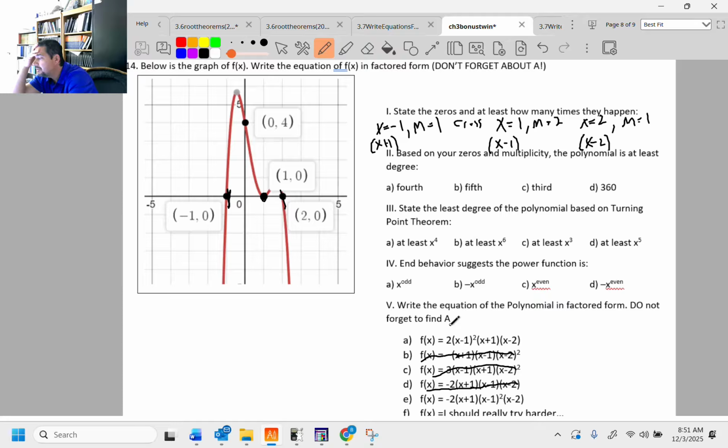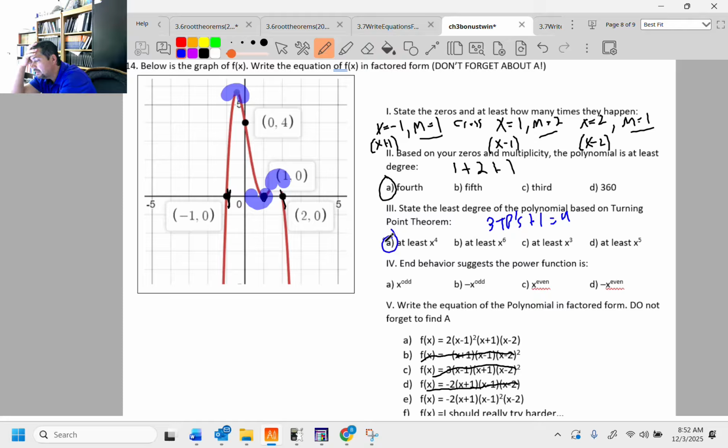Based on your zeros and multiplicity, the polynomial is at least what degree? So we had a 1, a 2, and a 1. Looking at that multiplicity, a 1, a 2, and a 1. 1 plus 2 plus 1 is 4. Fourth degree. State the least degree of the polynomial based on turning point theorem. 1, 2, 3. There's a hidden one there because it's going up and then it comes down. It's 3 turning points. So 3 TPs plus 1 is 4. It's at least x to the 4th.